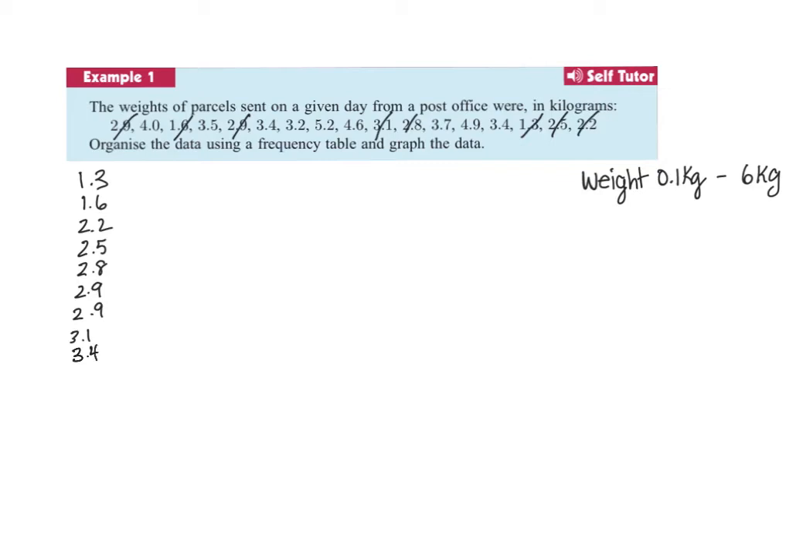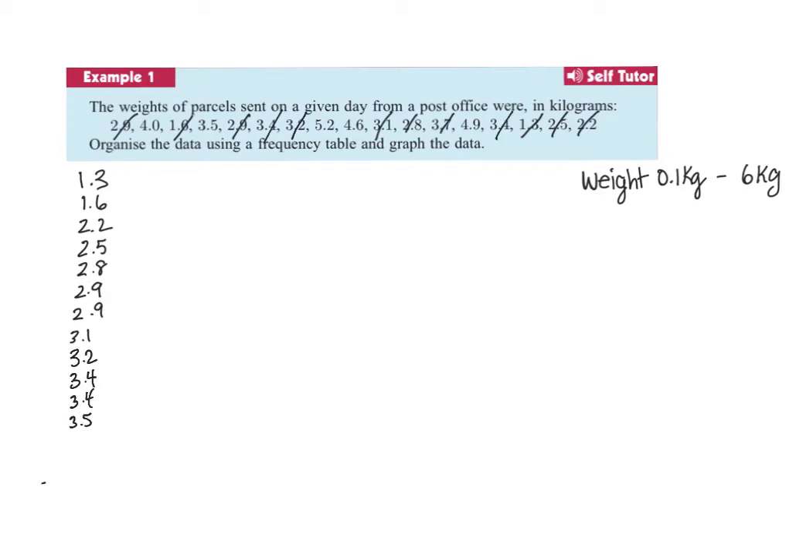3.4, 3.7. Oh, there was a 3.2 in there that I missed. And I gotta go back. So let's erase some of these. Erase that, we'll erase that. So we had a 3.2, which is there. And then there's two 3.4s. Get those out of there.